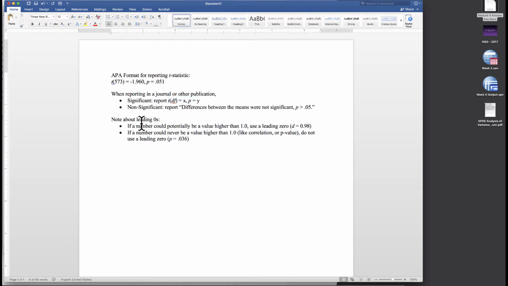In a journal, if it's not significant, all we would say is differences between the means were not significant, p was greater than 0.05. No need to deal with the t statistic because it's meaningless. No need to deal with the df, meaningless. And in fact, it's even meaningless to tell us what the p-value was, because if it's 0.051 or if it's 0.99, doesn't matter, still insignificant.